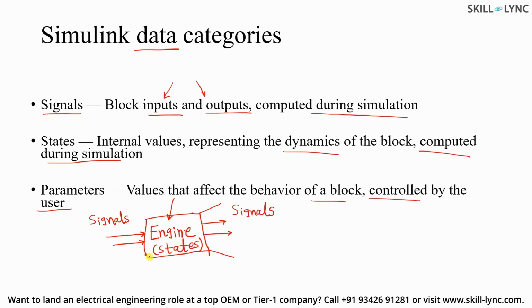Now what are the parameters? The parameters are nothing but how you assign the values, which do not get affected during the simulation. For example, the horsepower of an engine, or the maximum speed of an engine, right? So maximum speed, horsepower, maybe the torque, and any other parameters which are fixed or do not change while the simulation is running, are called parameters. So we need to differentiate between all these three very clearly.